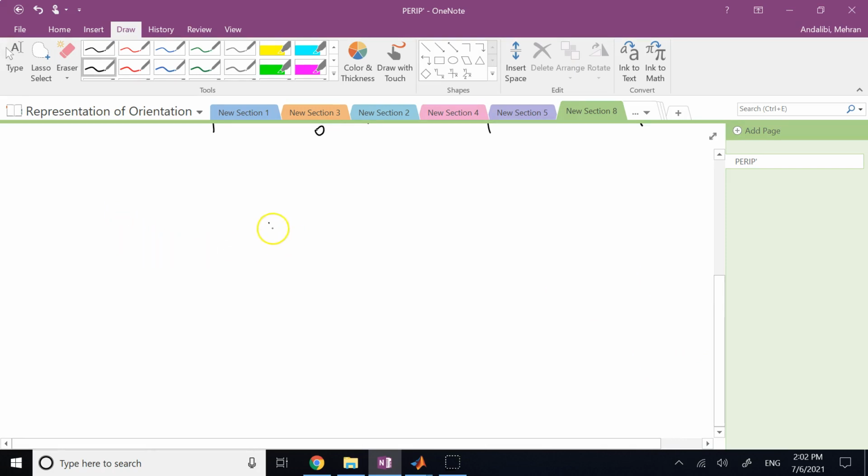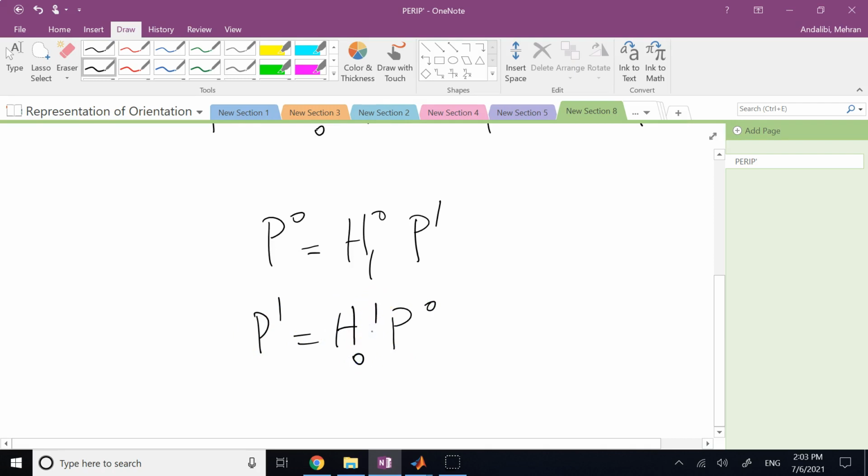If I can go from P1 to P0 using H10, correct? Now if I want to do the opposite, so I go from P0 to P1 with H01, where H01 and H10 include rotation and translation. The question is, what relation exists between these two? Are they also transposes of each other? And the answer is no, they're not.